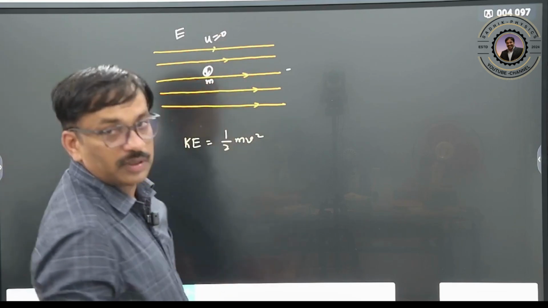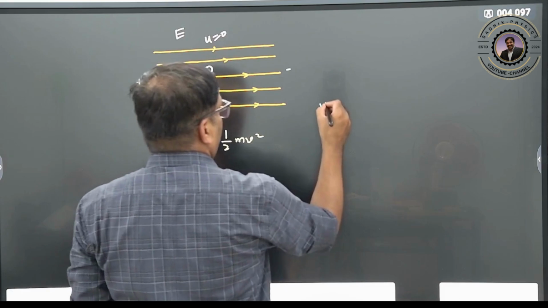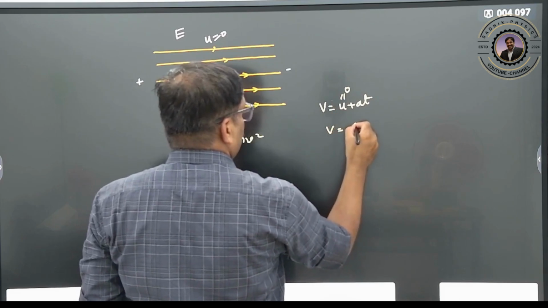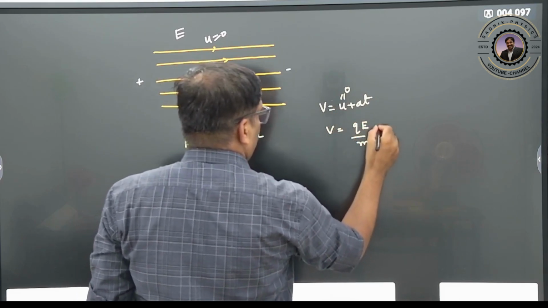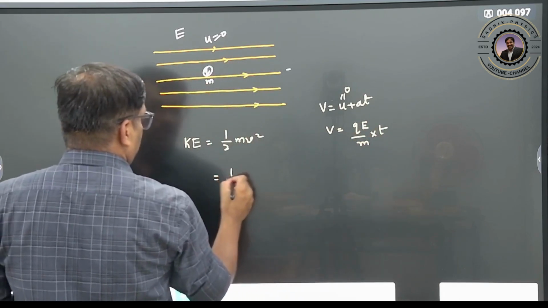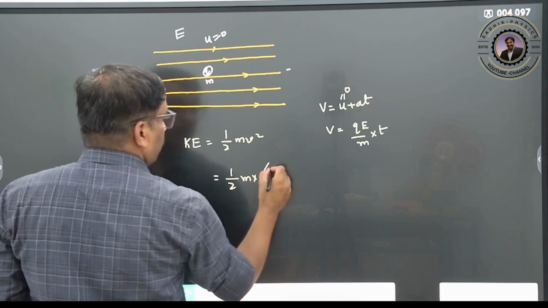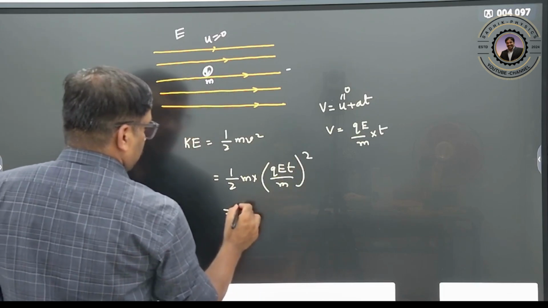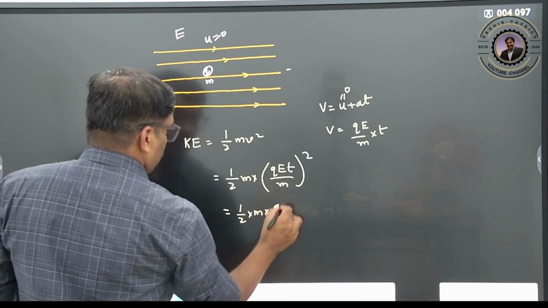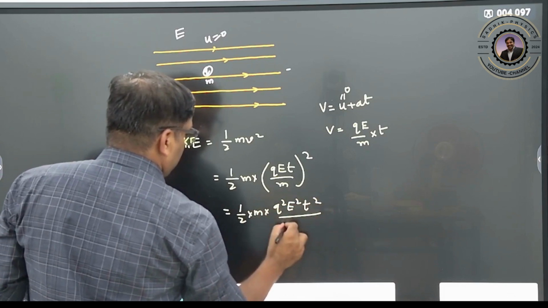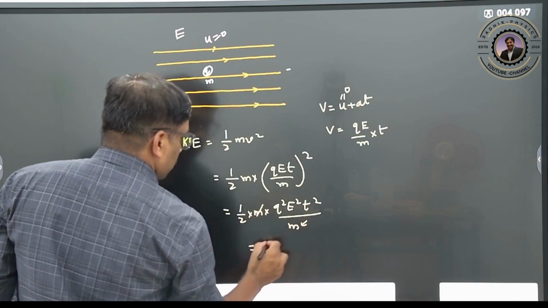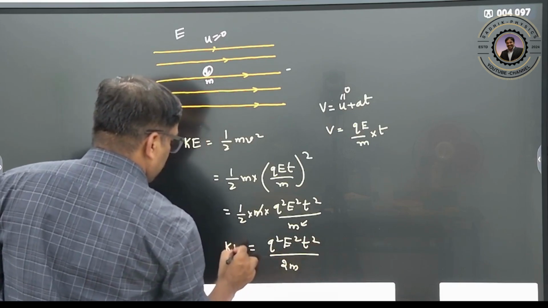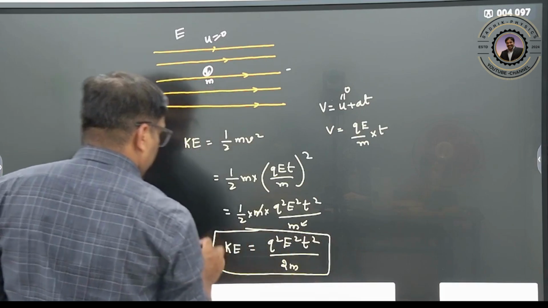The initial velocity is how much now? 0. Therefore the final velocity we can write as v is equal to u plus at. So u was 0, therefore v is equal to qE by m into t. We can substitute it now. Therefore 1 by 2 m into qE t by m whole square. Clear? So 1 by 2 m into q square E square t square by m square. The m gets cancelled out. So q square E square t square by 2m will be the kinetic energy after a certain time t.